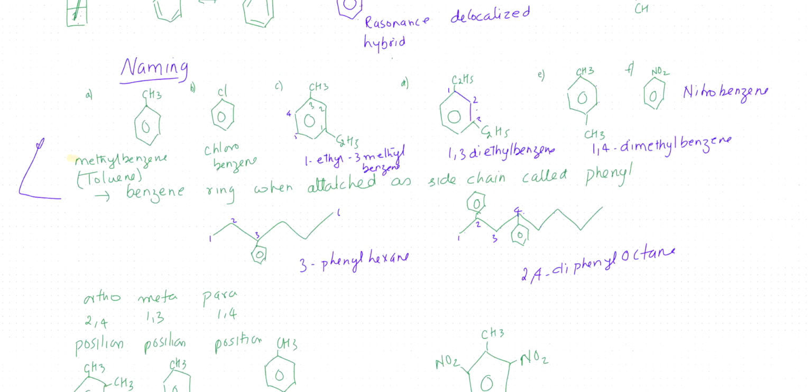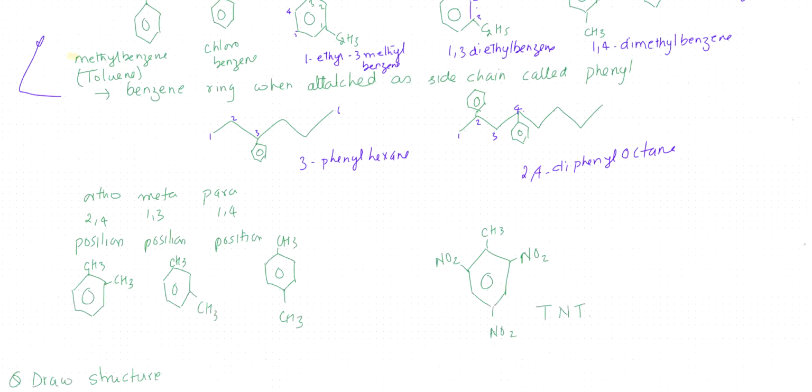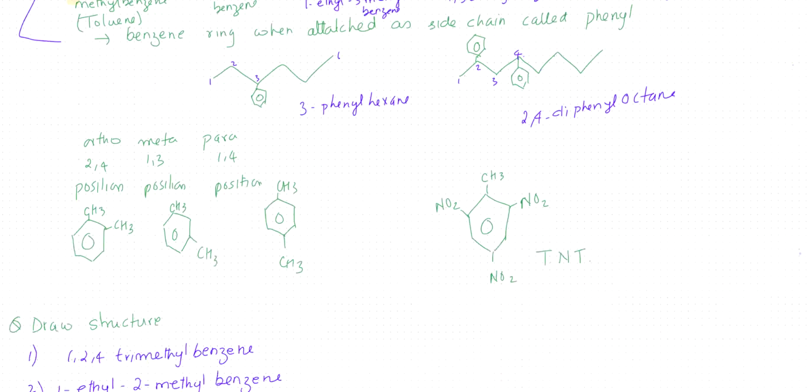In benzene compounds, sometimes the names are given in this form: ortho, meta, and para. So ortho positions are called 1 and 2, or 2 and 4 positions. Suppose methyl is the first position, then this will be second, third, fourth, 1, 2, 3, 4, 5, 6. So for this methyl group, this is the second position. This is the 4 position. So this is called ortho.